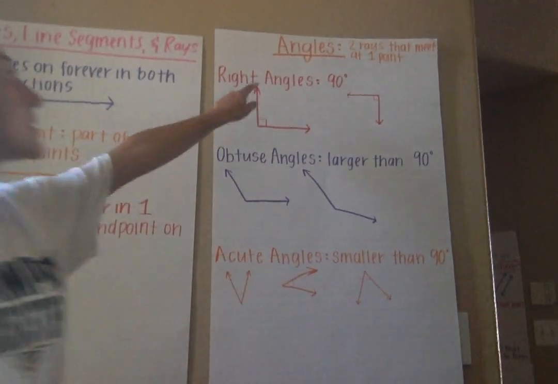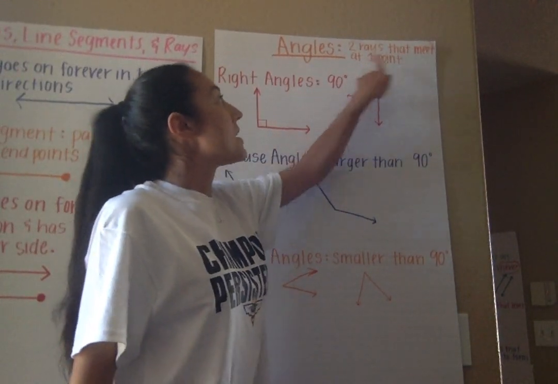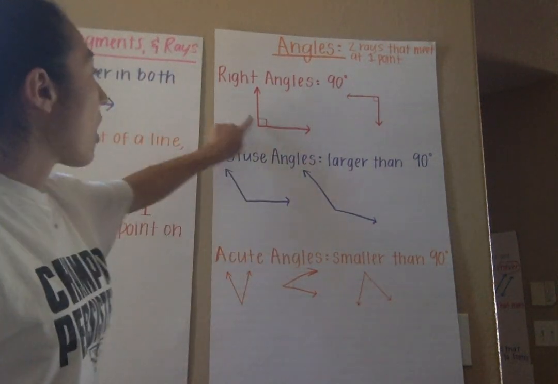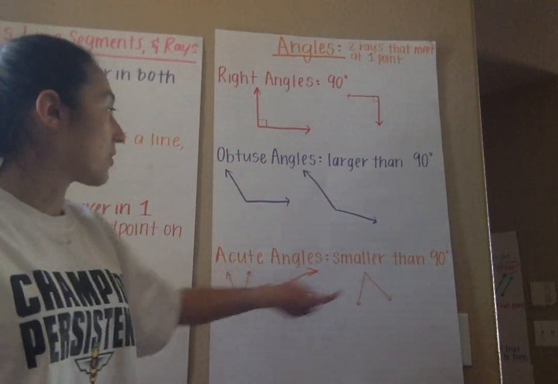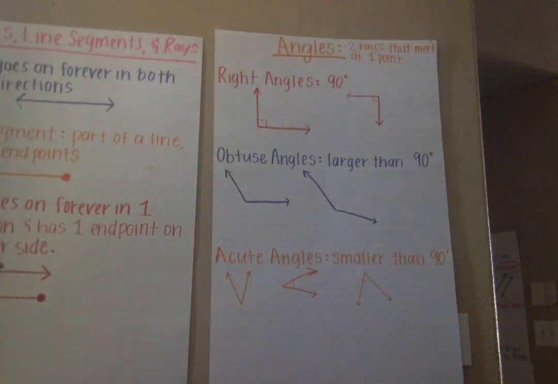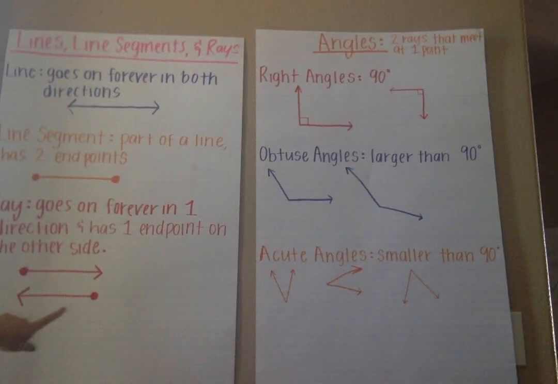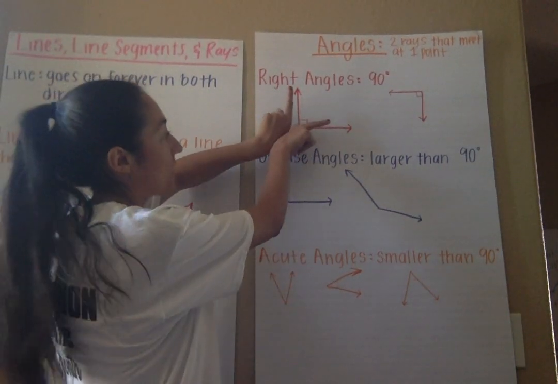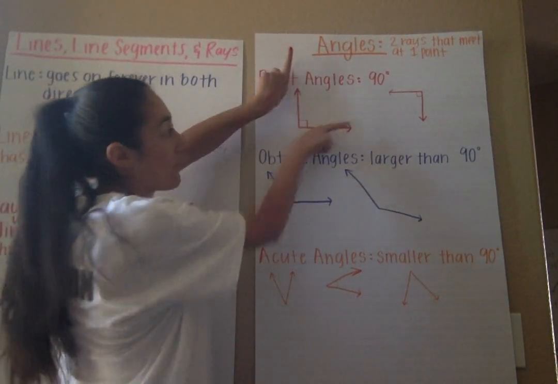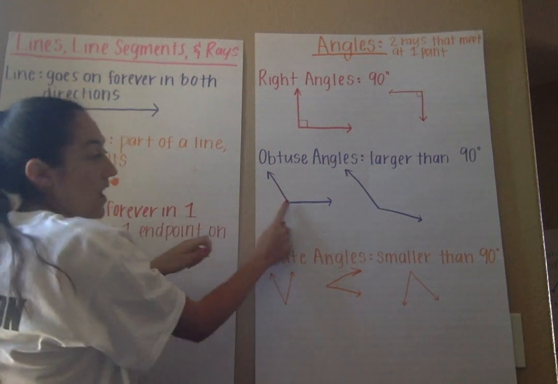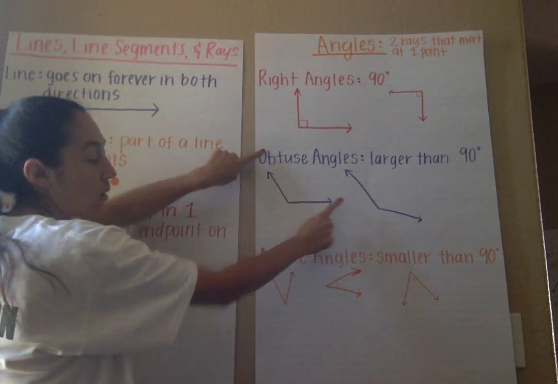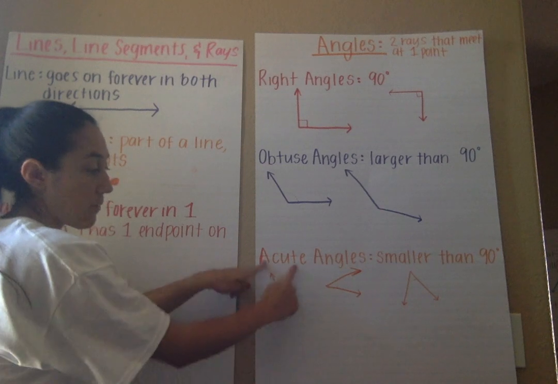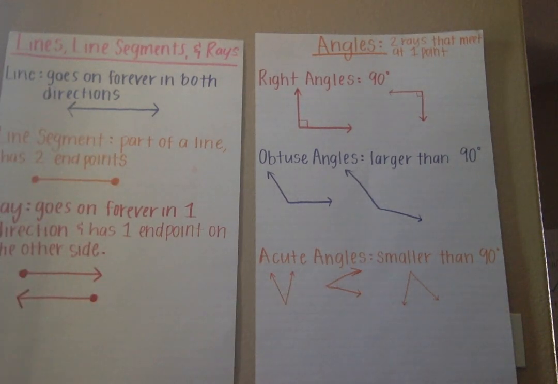An angle is considered two rays that meet at one point. So all of these angles that I have drawn are two rays, these guys, that are combined or connect at one endpoint and go off in other directions. So the endpoints would meet here and then they would go off there, or they would meet here and they would go off there. Angles are really important because they measure your shapes.